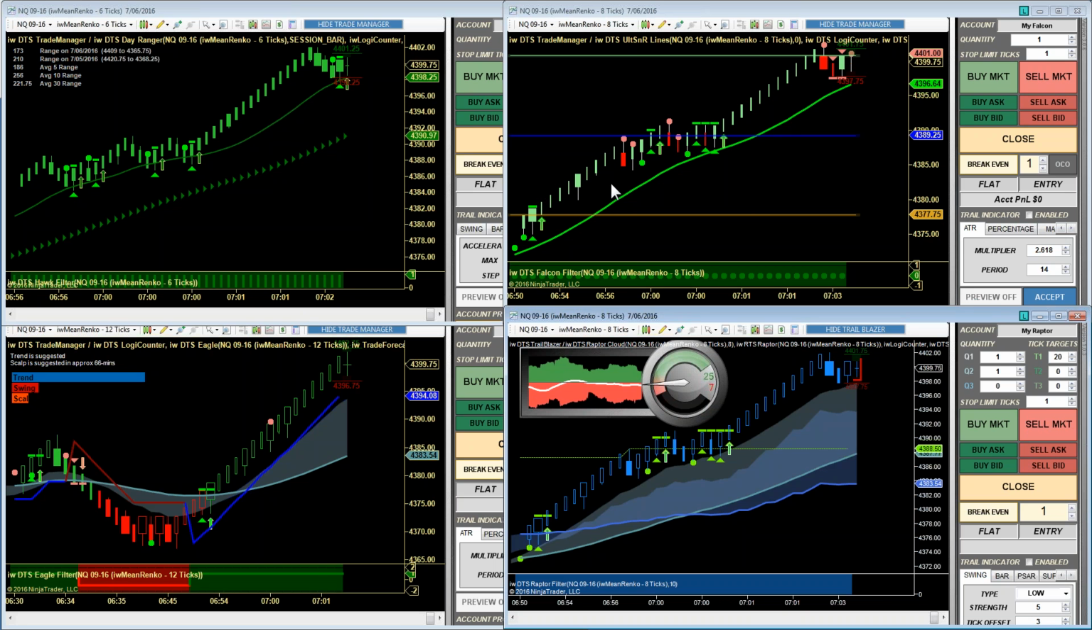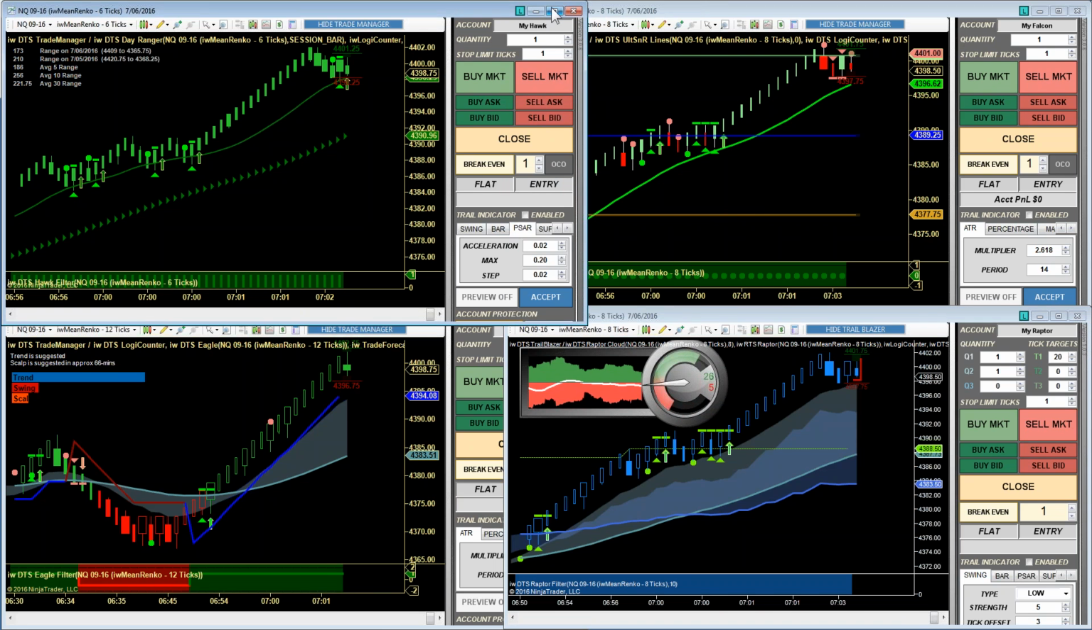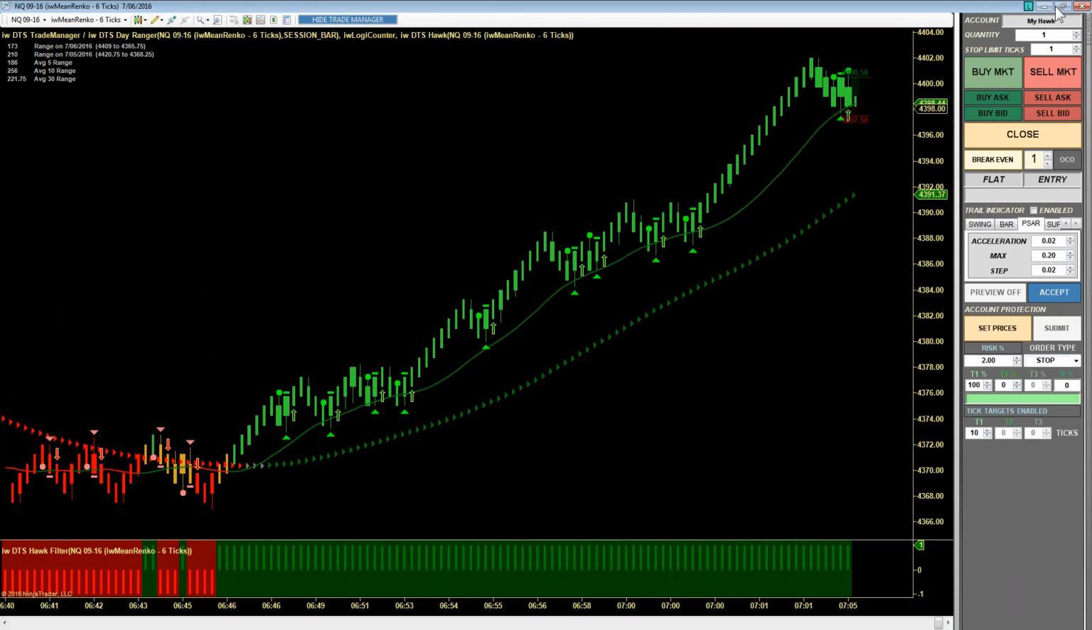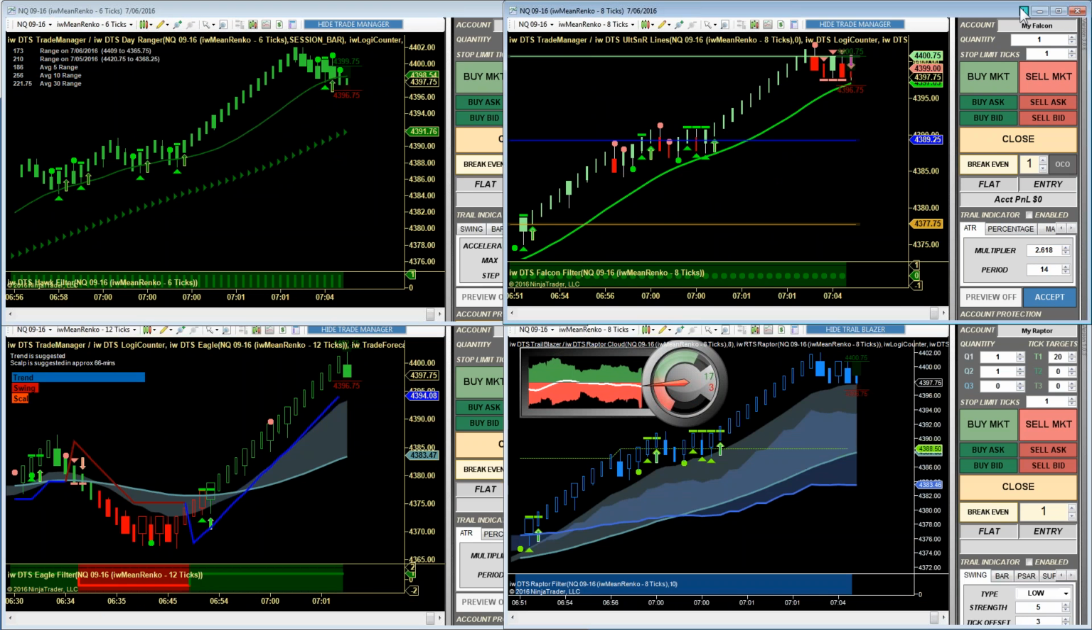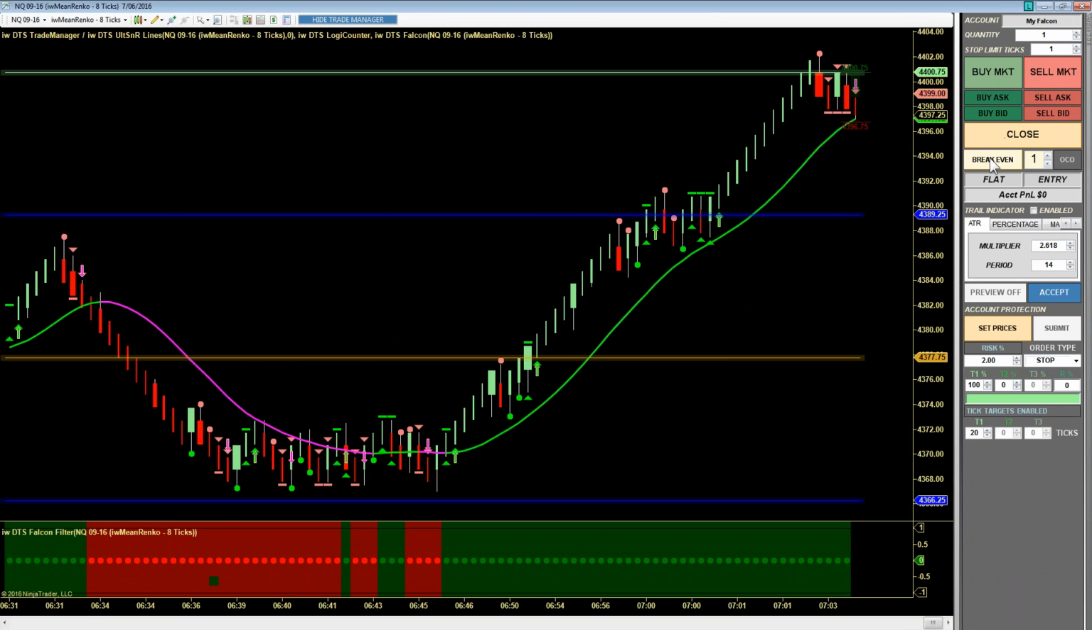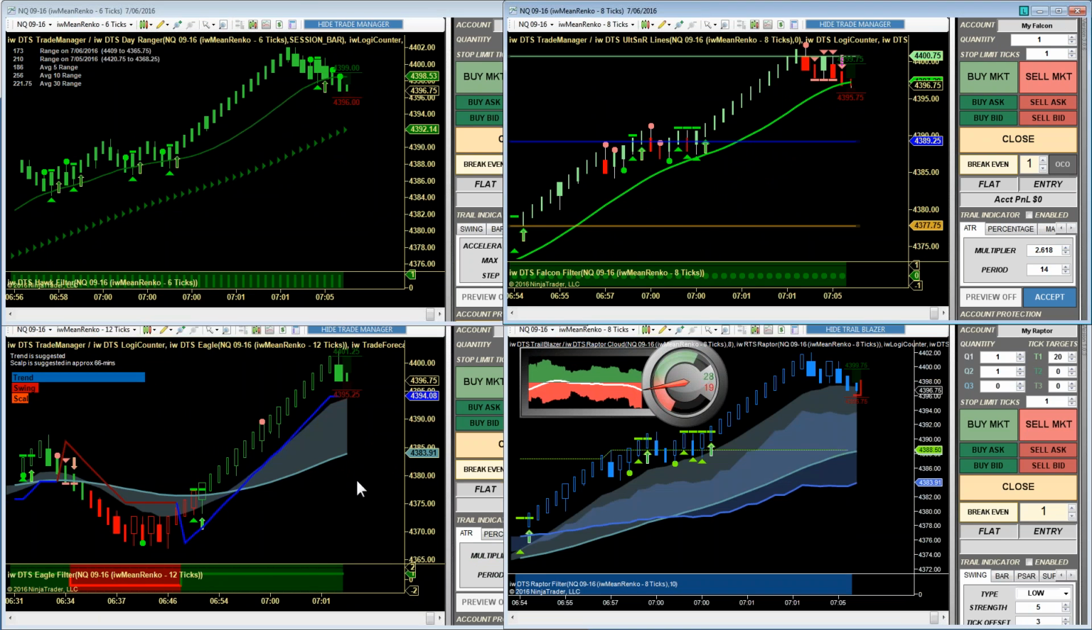Tom's asking, so the cheat sheet is used on all four of the charts, including the Raptor? Well, kind of, sort of. I did a cheat sheet for the Hawk, that's the scalper here. I did a cheat sheet for the Falcon, that's the swing trader here. I have not done a cheat sheet for the Eagle or the Raptor yet.